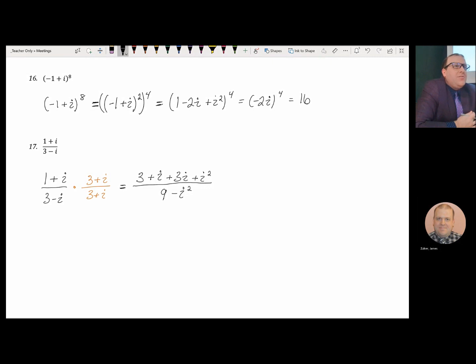Right, your middle terms would cancel out with difference of squares. It'll be a positive 1, right? The denominator then is 10, isn't it? The numerator is 2 plus 4i. Which is not simplified.